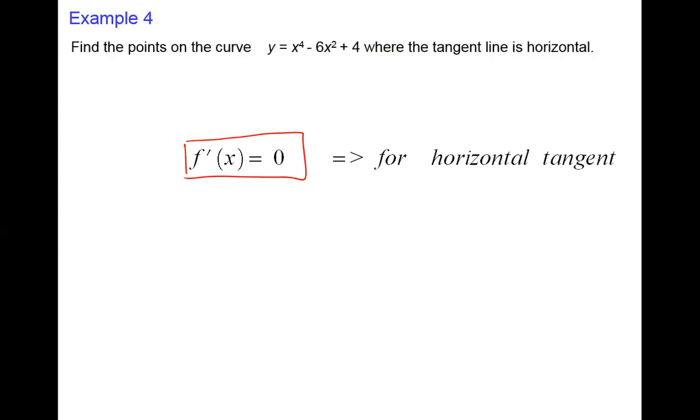Okay, that means please remember, as soon as you see a horizontal tangent, a horizontal line has slope 0. The tangent is the derivative. Of course, the conclusion is the derivative must be 0. That means the derivative of this function: x to the power of 4, of course, 4x cubed; 6x squared, 12x negative; and the derivative of 4 is 0. Okay, that means now we have to solve this third degree polynomial equation.